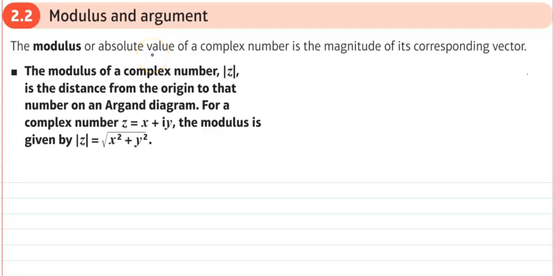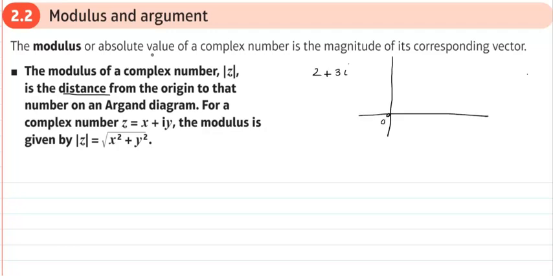So in today's lesson, we are going to learn about modulus and argument. The modulus of a complex number z is the distance from the origin, right? So if you are taking 2 plus 3i, how much should its distance from the origin be?